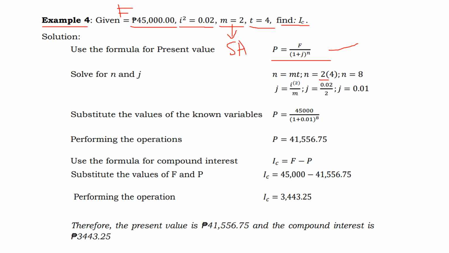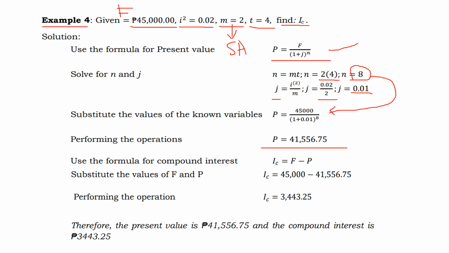Your n now is 2 multiplied by 4. There are 8 sets of 6 months in 4 years. So your j is equal to 0.02 divided by 2. Then the resulting value is 0.01. Since we have the values of n and j, we can actually solve for the value of P by simply substituting these values: 45,000 over (1 plus 0.01) raised to 8. Then the resulting value for the present value or principal is 41,556.75 pesos. So that will be your present value here.